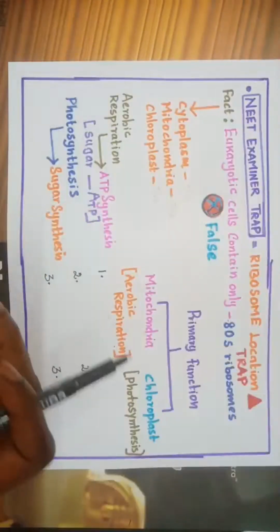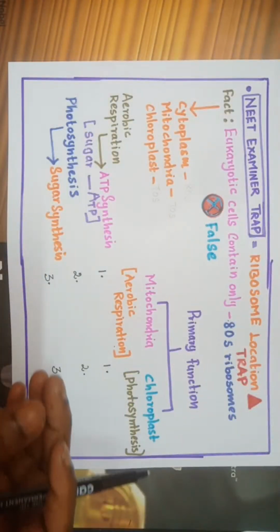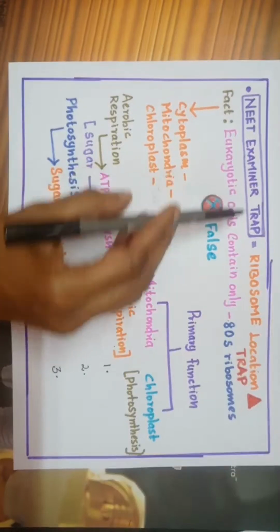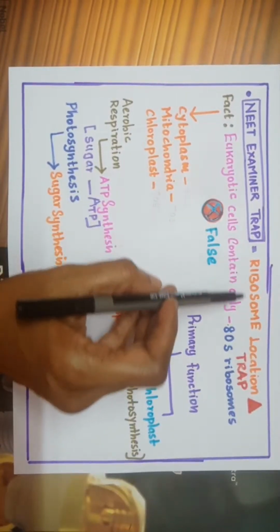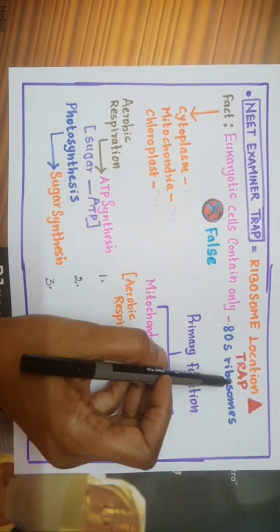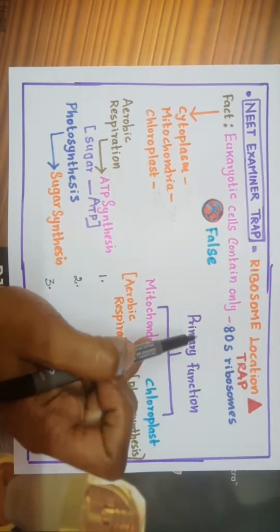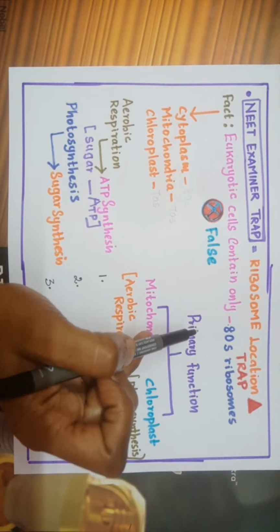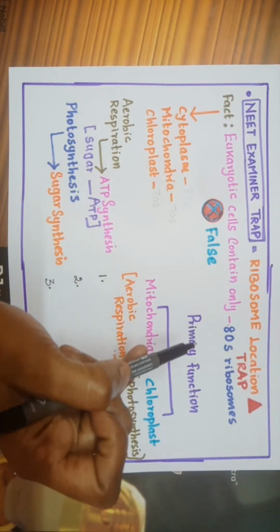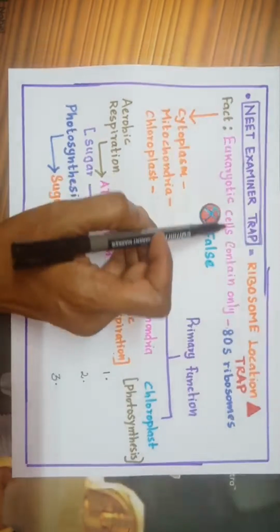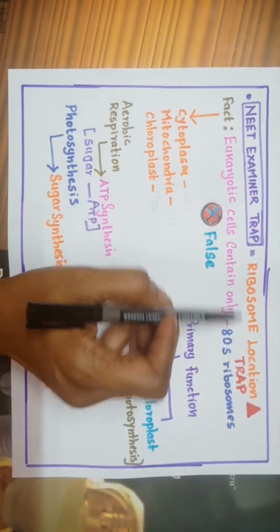See, now I am going to ask you the trap question. Okay, NEET Examiner Trap. It is a ribosome location trap. I already explained you. Now if you are able to find out the answer, it means I have explained it clearly and you have focused with full concentration. See, NEET Examiner Trap is ribosome location.